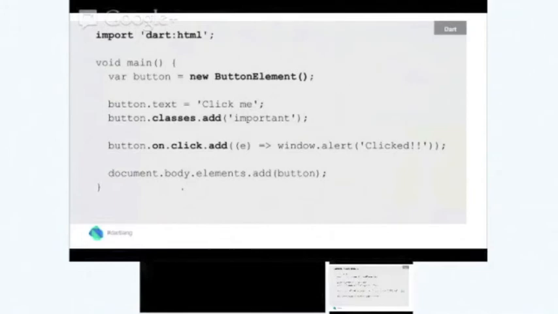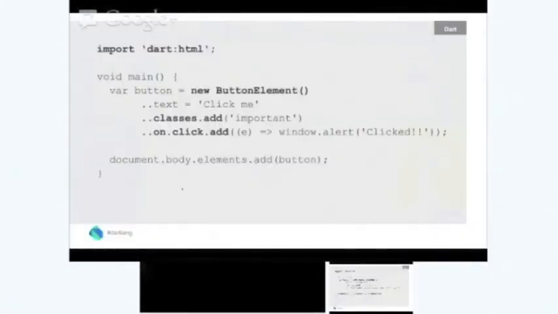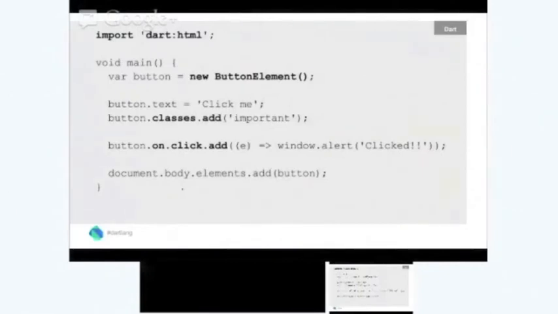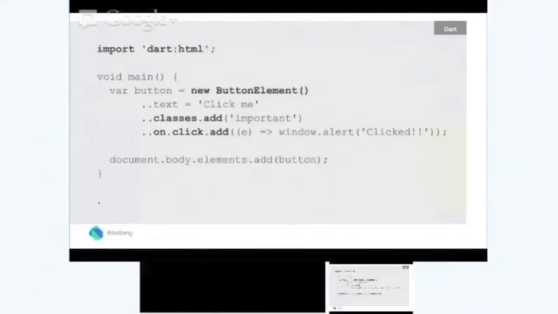One example is taking a cue from Smalltalk and adding method cascades. Method cascades are fantastic because they help you reduce duplicated code and variable names, for instance. So let's go back to the original slide. You can see that button was repeated many times. Button.text, button.classes, button.add. Well, wouldn't it be nice if I didn't have to duplicate that button over and over again. Thanks to method cascades, I can use that double dot syntax there and apply these different, text equals click me, classes.add, up to the first expression before the double dot.